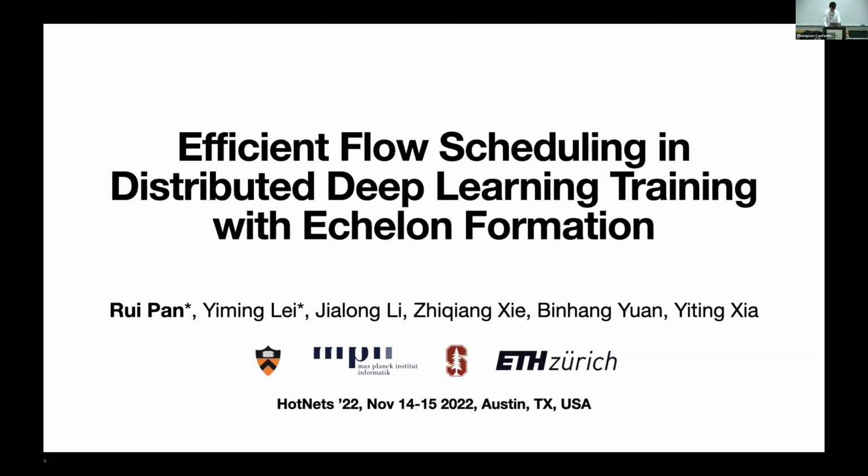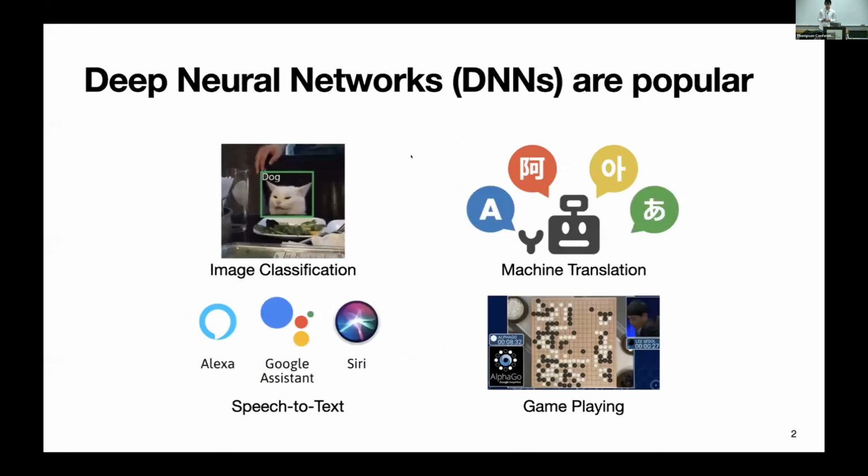Today, I'm happy to present our work on performing efficient flow scheduling in distributed deep learning training with echelon formation. I did this project during my internship at the Max Planck Institute for Informatics. So deep neural networks have evolved rapidly in recent years. Models like ResNet, BERT, and GPT-3 have empowered state-of-the-art results across a wide range of applications. Before we deploy these DNNs in applications, however, they first need to be trained.